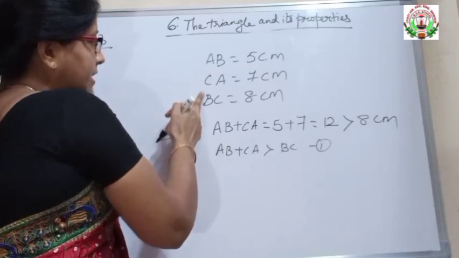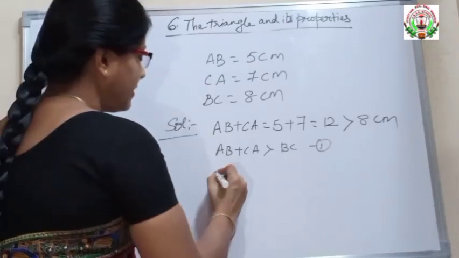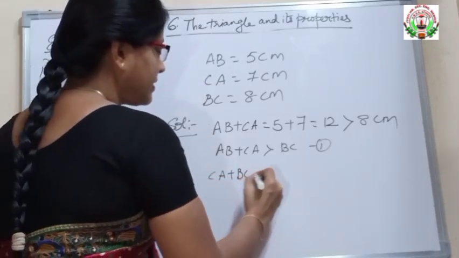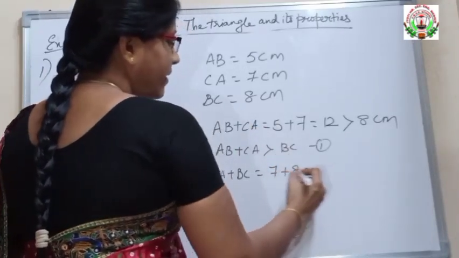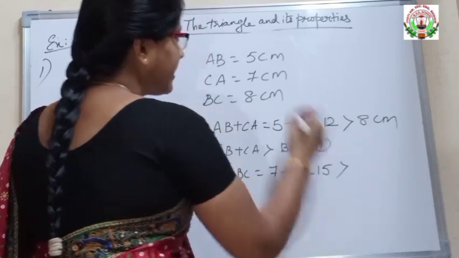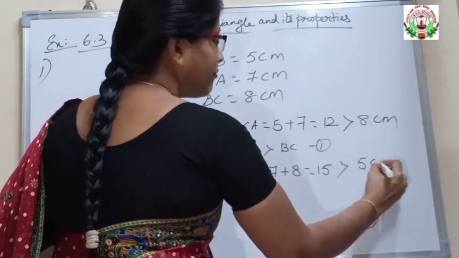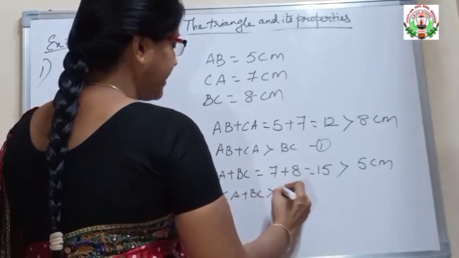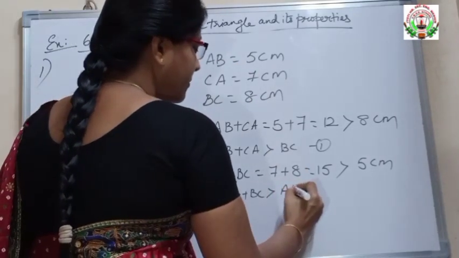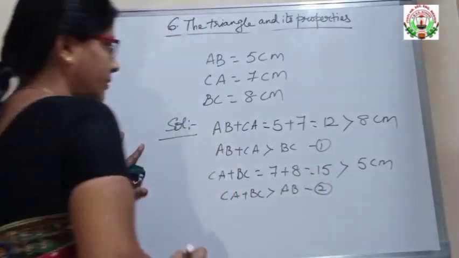All the 3 sides. Next I am going to add CA and BC. CA plus BC. See, CA is 7 plus BC is 8. 7 plus 8 is 15. It is greater than 5 centimeters. That is, CA plus BC is greater than AB. This is your second one.